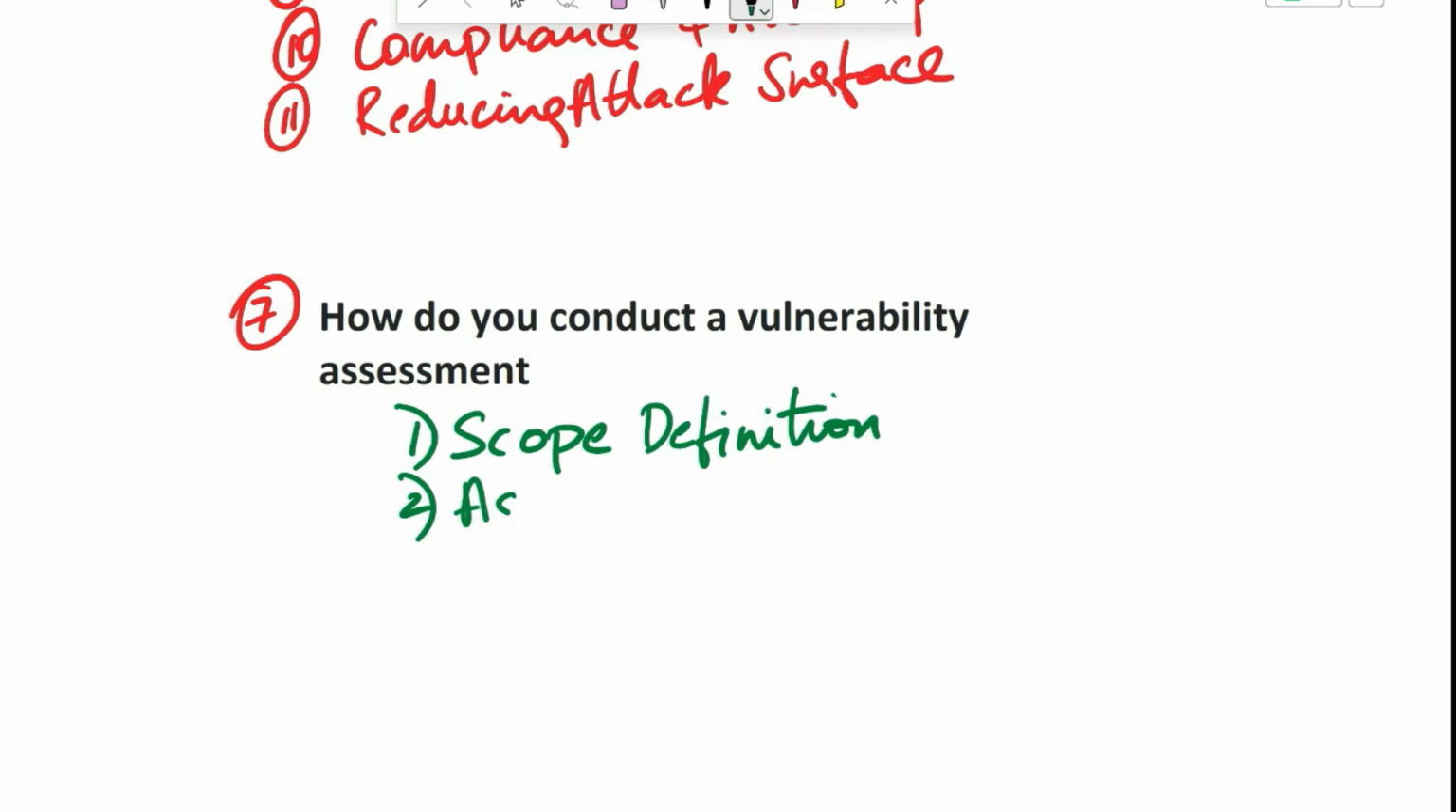Next one is asset inventory. Compile an inventory of all assets within the defined scope. This includes servers, workstations, network devices, applications, databases, and any other components.